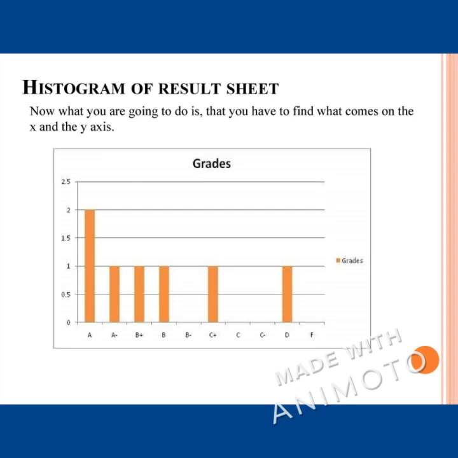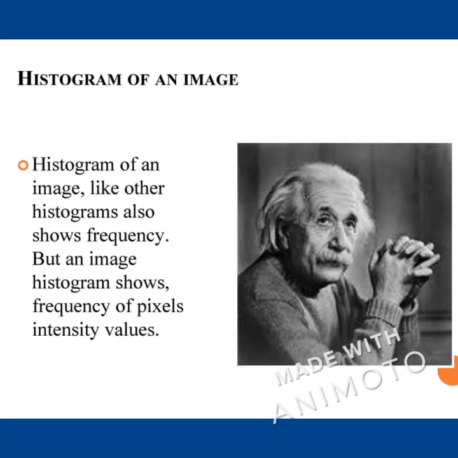Now what you have to do is find what comes on the x and the y axis. One thing is certain: the y axis contains the frequency, so what comes on the x axis? The x axis contains the event whose frequency has to be calculated. In this case, the x axis contains grades. Now we will see how we use a histogram in an image.